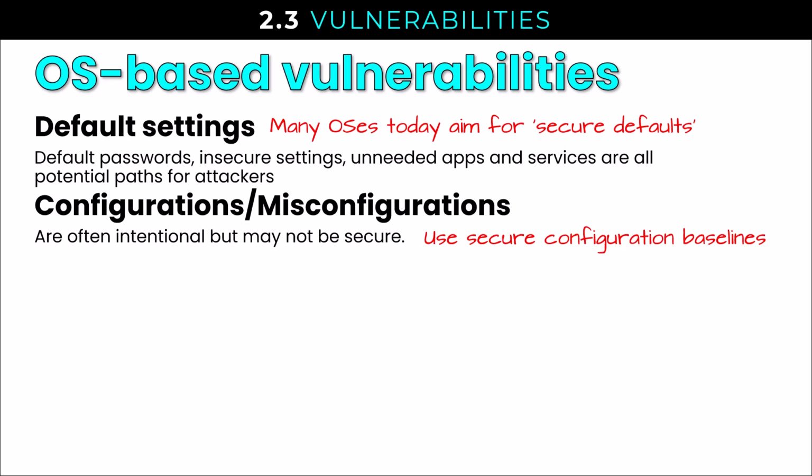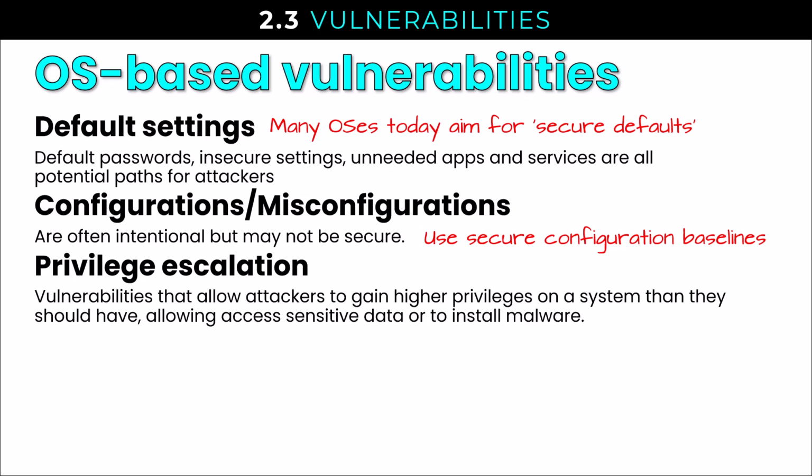We establish a baseline configuration, a starting point that we know covers our needs in production without unwanted apps and services, and then we can use a vulnerability scanner to ensure that we don't have any holes in our configuration. Any security holes, that is. Then we have privilege escalation, vulnerabilities that allow attackers to gain higher privileges on a system than they should have, allowing access to sensitive data or to install malware.